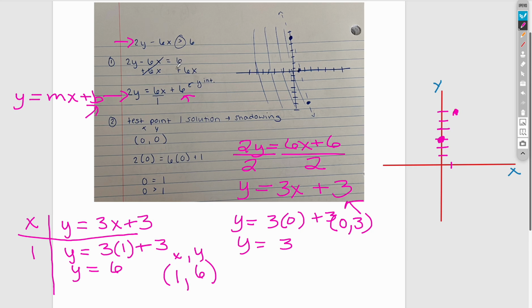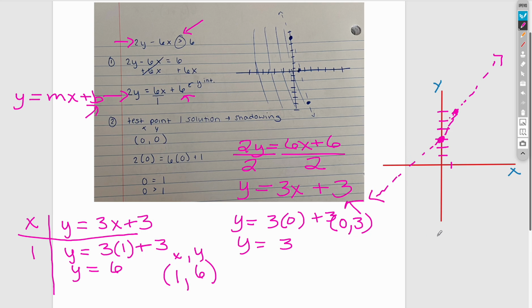Now the original inequality has a greater than sign, so that means if it had a greater than or equal to, it would be a solid line, but it is a dotted line. There we go. This should be very straight. Okay, you get the idea.